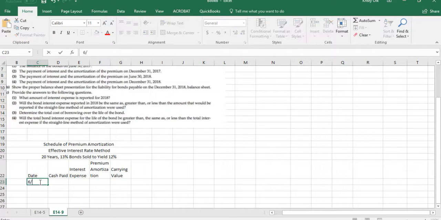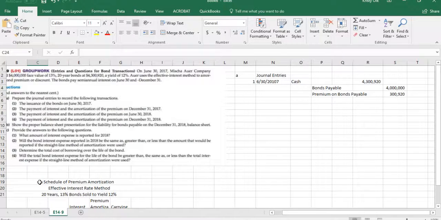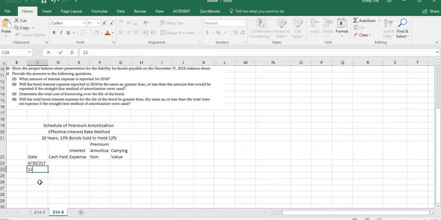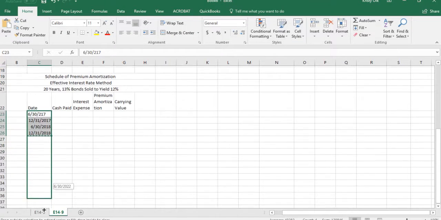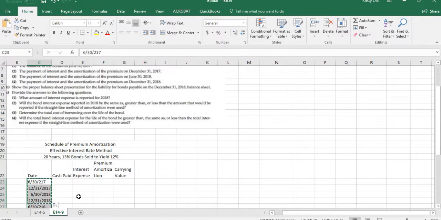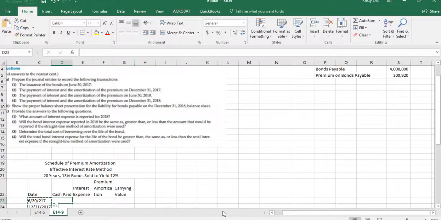So our first date was 6/30/2017. They are semi-annual, and they are on 6/30 and 12/31. So we got 12/31/2017, 6/30/2018, 12/31/2018. And that continues on into basically what feels like infinity, but really it's only for 20 years. We know that the cash that we'll pay on these bonds is the equivalent of $4 million.